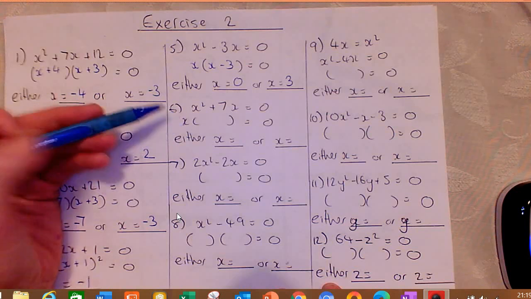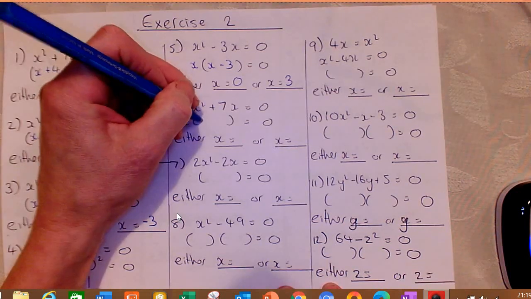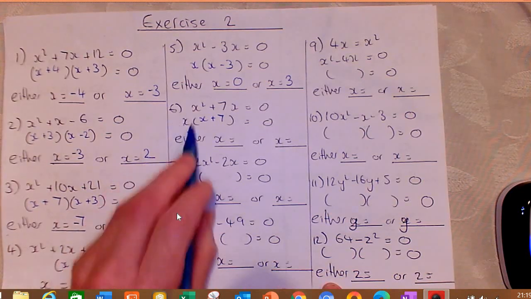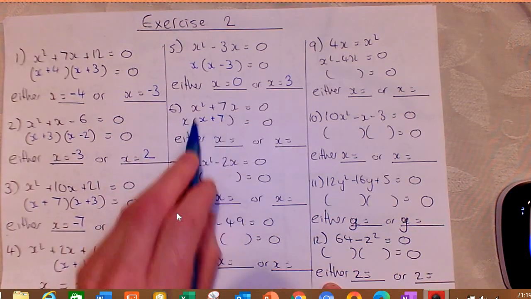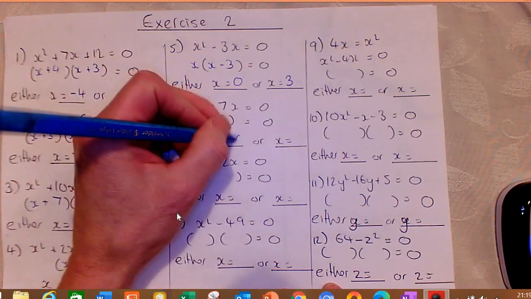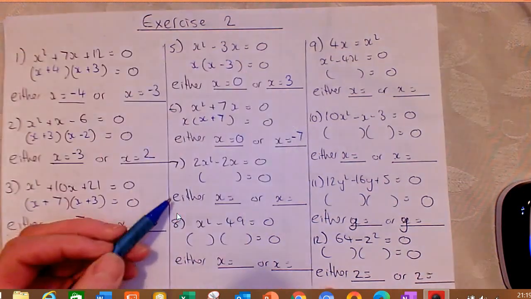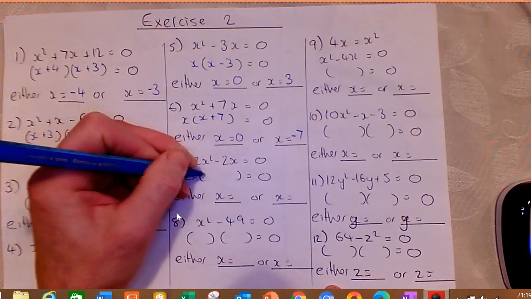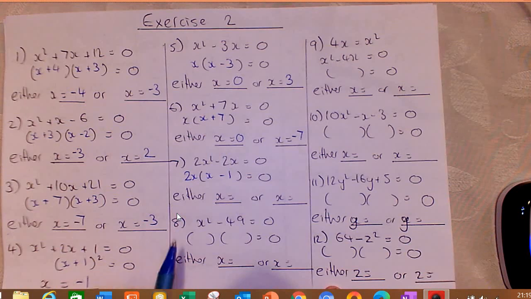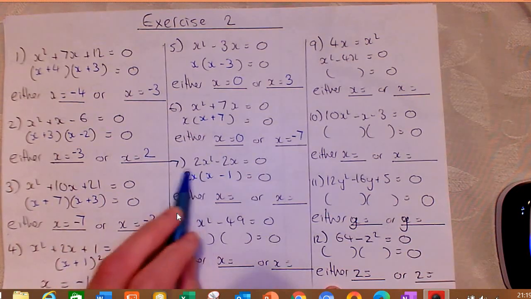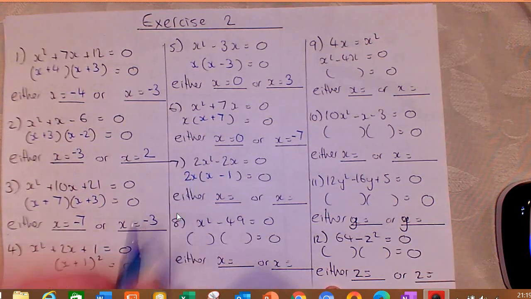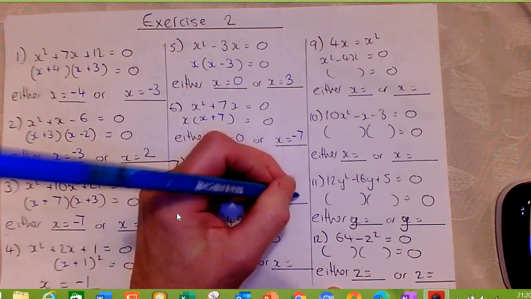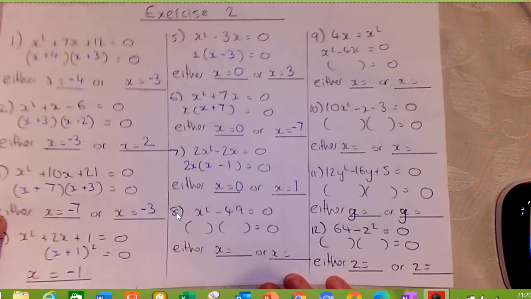x squared add 7x equals 0. You can take x out as a factor. You'll be left with x add 7. So x equals 0 because that's on its own, because this times this equals 0, or x equals minus 7. Here I can take 2x out as a factor, so I'm left with x take away 1. So either that equals 0, well, if 2x is 0, x must still be 0, or this equals 0, so x is 1.